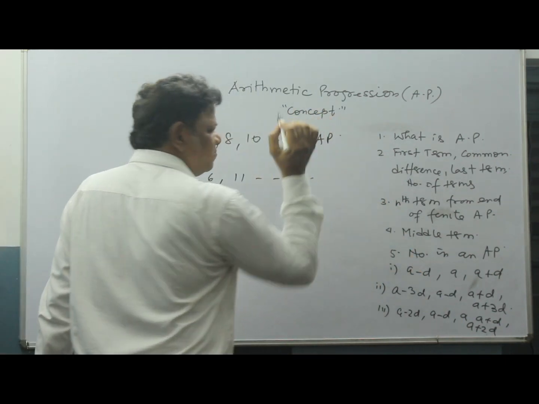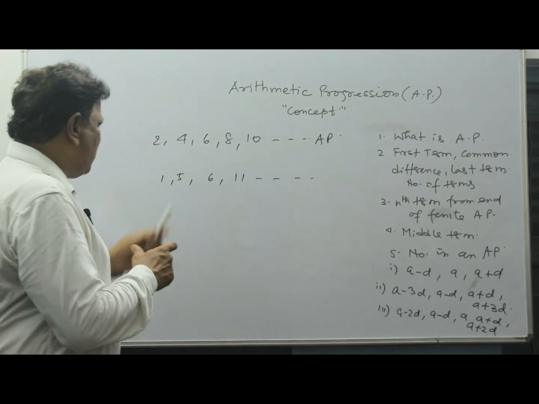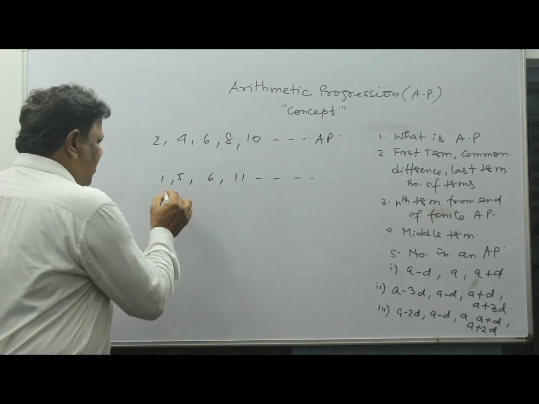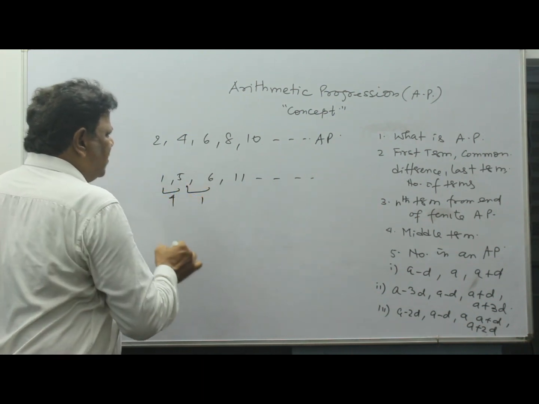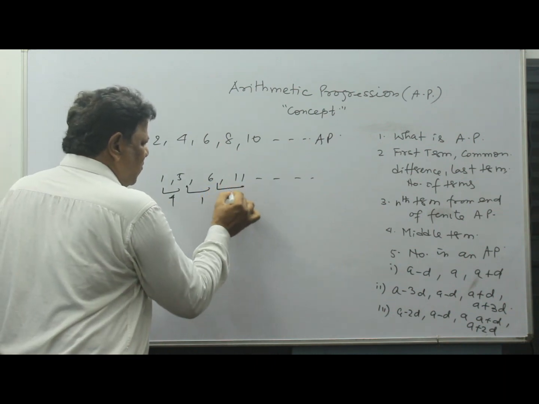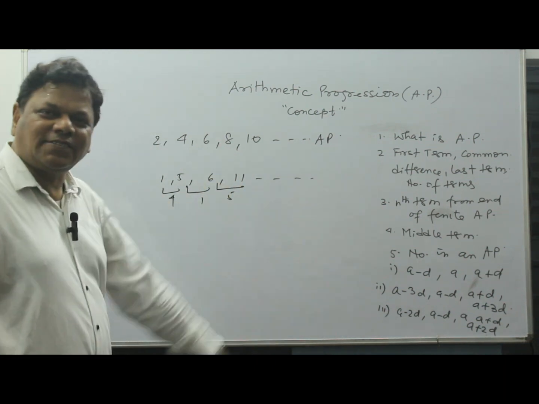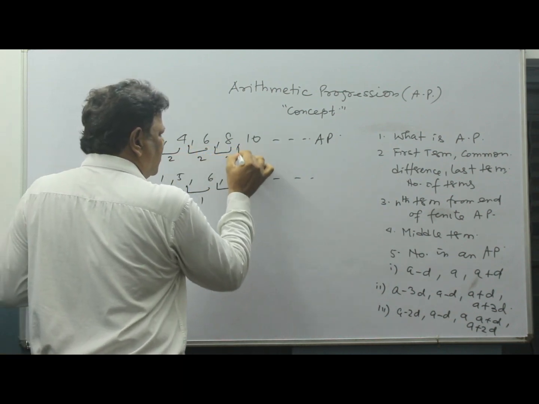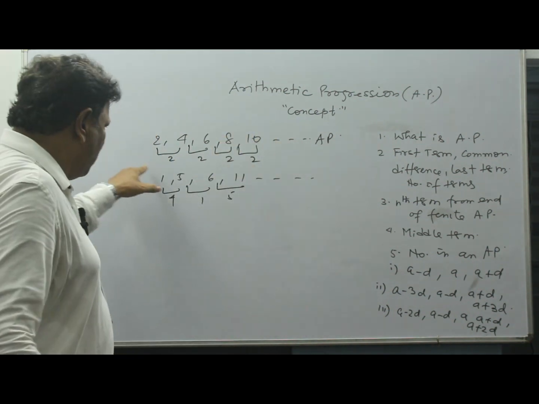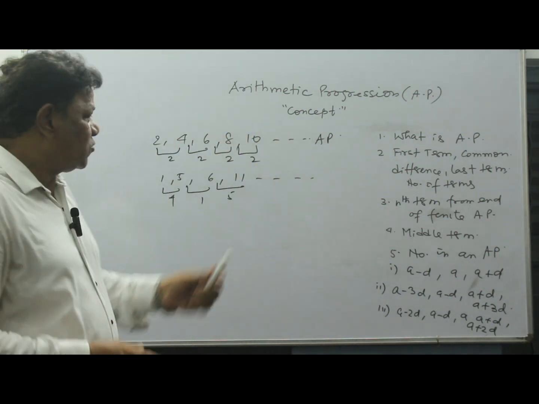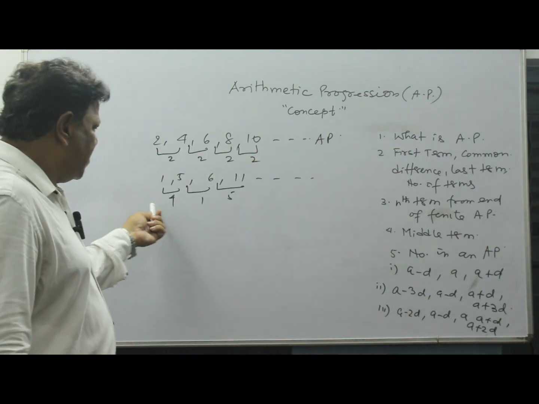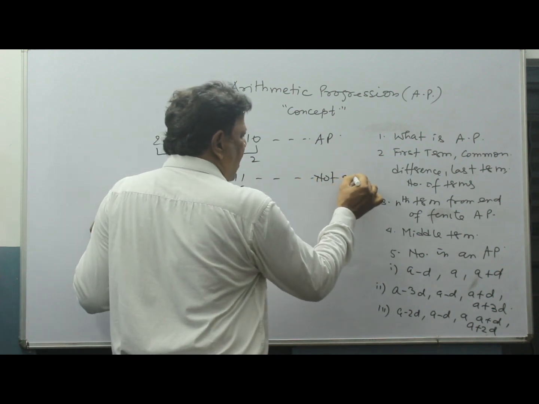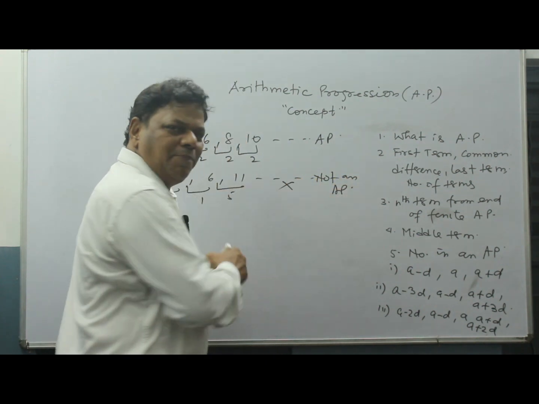This is called AP. Now here check 5 minus 1. What is coming? 4. 6 minus 5 is 1. 11 minus 6 is 5. The difference is not the same. Here the difference is 2, 2, 2, 2. The difference is the same, so it is an AP series. Here the difference is not the same, so this is not an AP series.